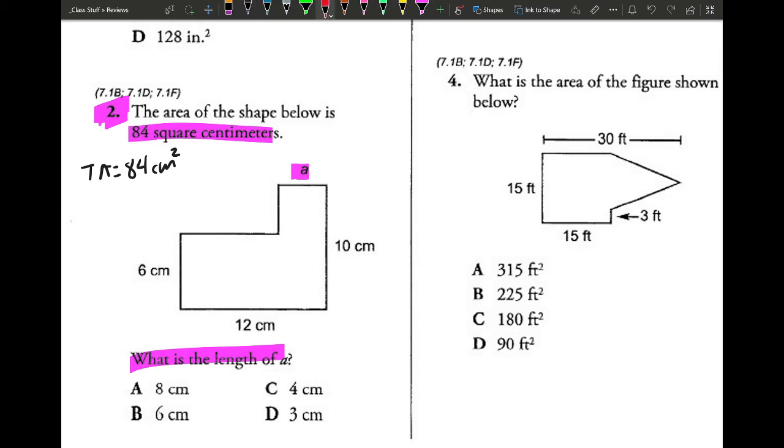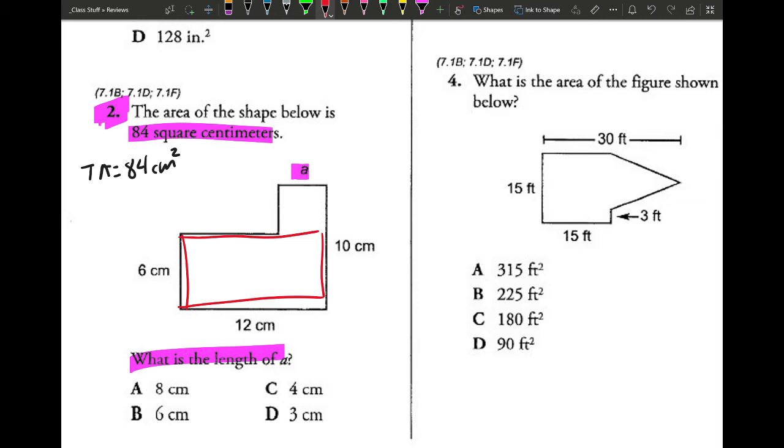So the first thing, I'm going to break this into 2 shapes right there. That's one rectangle and the other one looks like a square. So I can probably see if it's a square, 6, 10 minus 6, that's going to be 4. So I think the answer might be C. I'm not going to select C yet because it might not be. Let's find out.